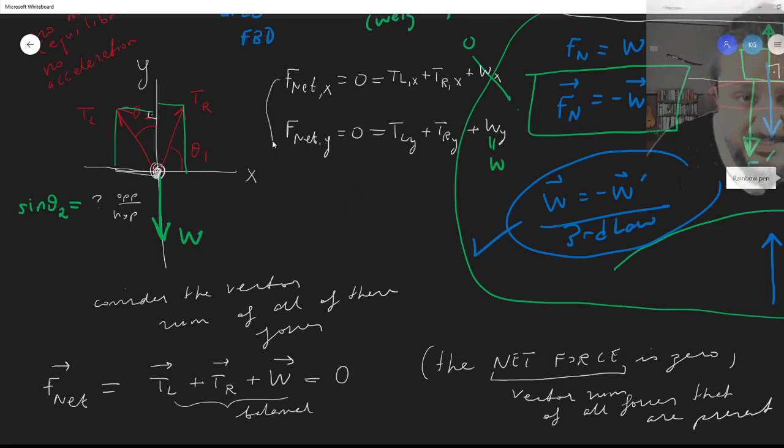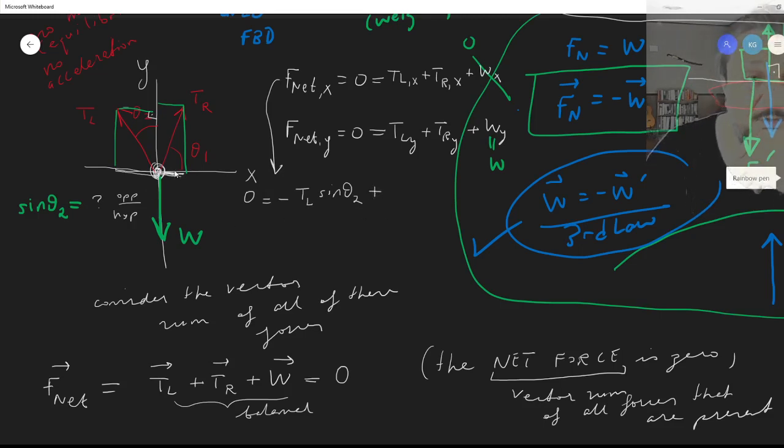So if I rewrite this equation, I start with 0, and then I have here TLX. It's going to be a negative number. How do I solve for that opposite side? I multiply sine theta 2 by hypotenuse. Okay? Hypotenuse is the length of TL. So TL times sine theta 2. Then move on to TRX. This guy right there, TRX. It's a positive number.